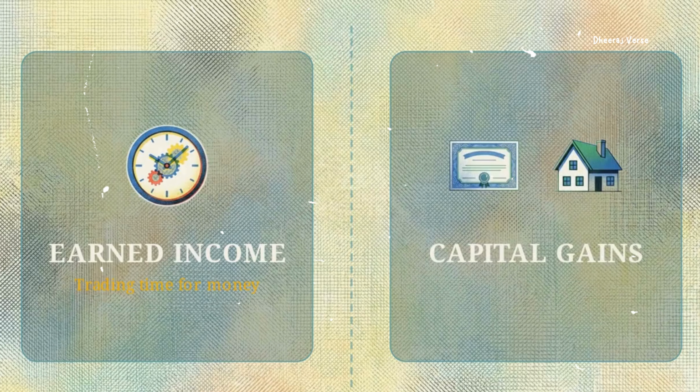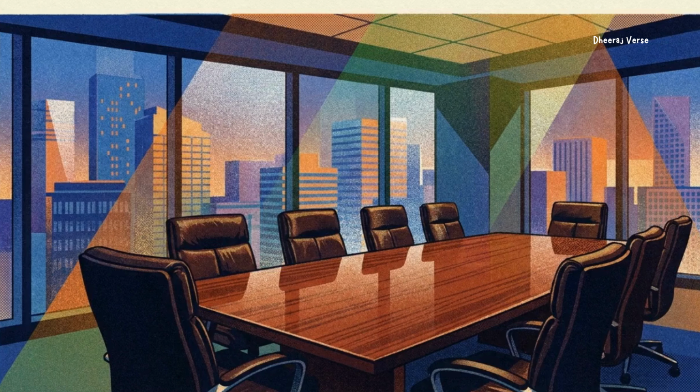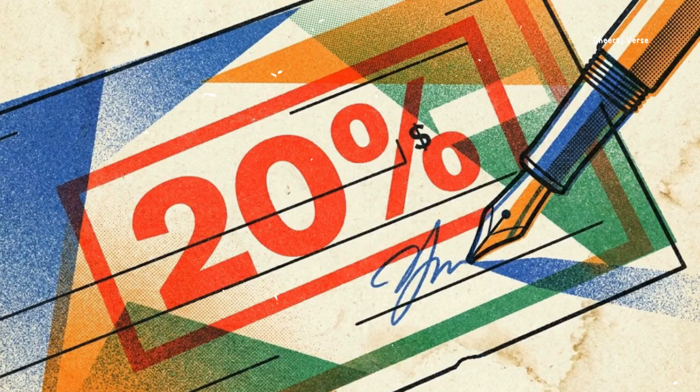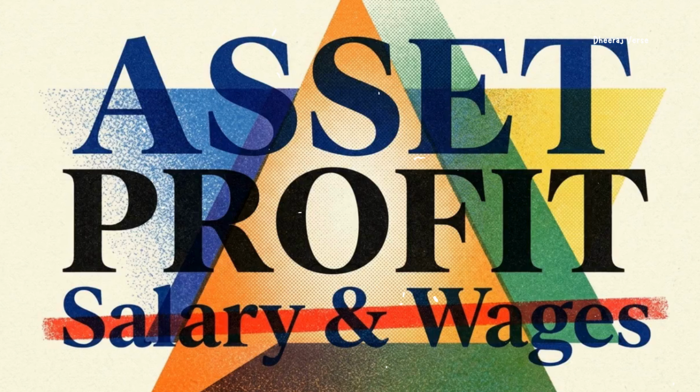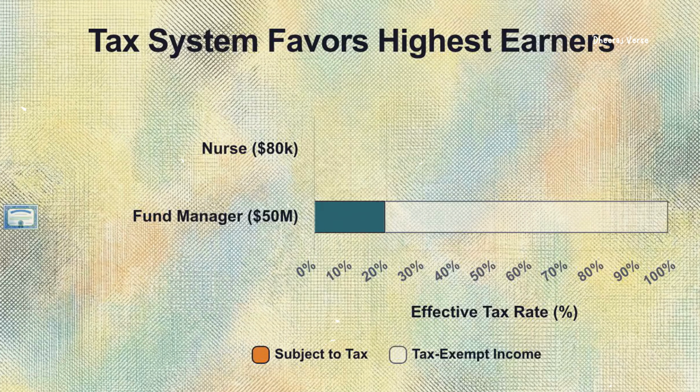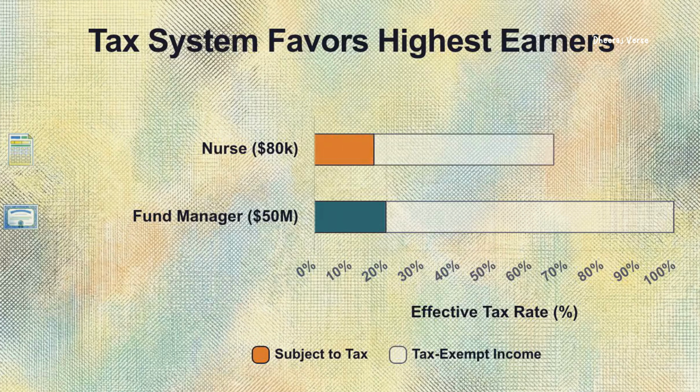The system begins with a baseline distinction between earned income, what you get for your time, and capital gains, what you get for your assets. This creates opportunities for carried interest, a specific provision used by private equity and hedge fund managers to bypass ordinary income rates. These executives charge a 20% performance fee on the profits they generate. Even though this is compensation for their professional labor, the tax code allows them to classify it as a capital gain. This allows a hedge fund manager making $50 million a year to pay a lower effective tax rate than a nurse or an accountant earning $80,000.